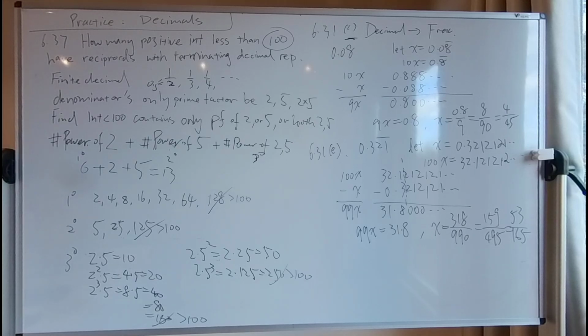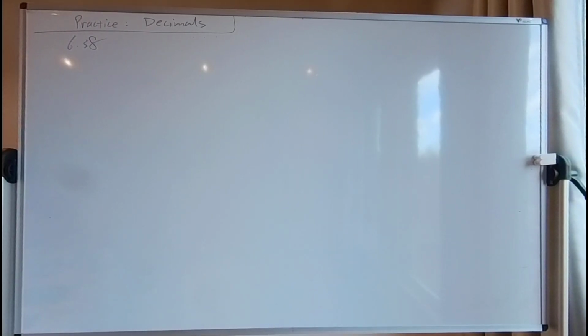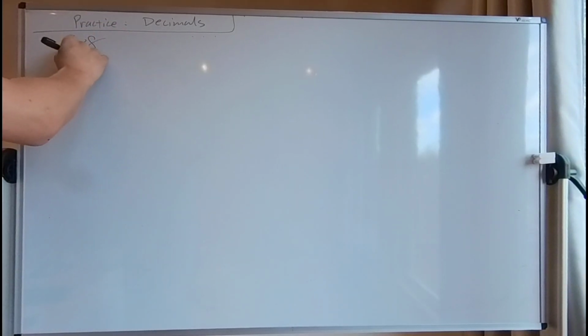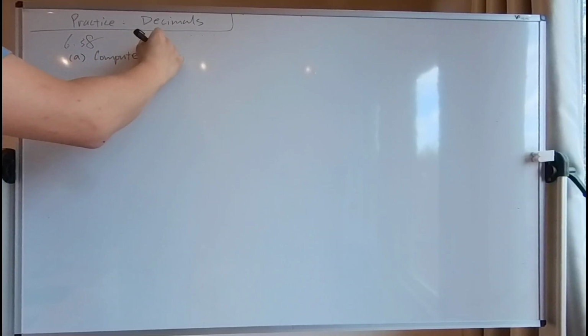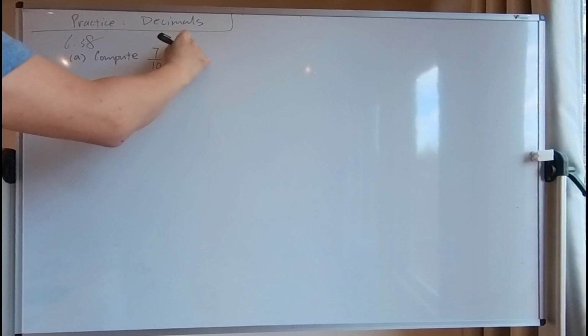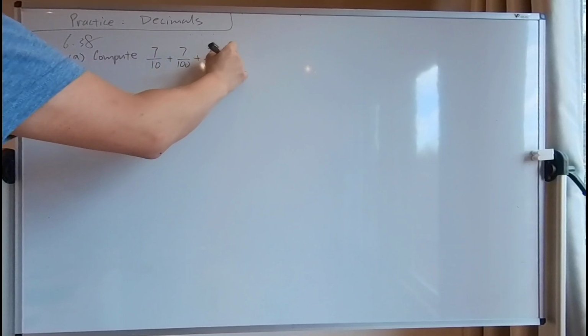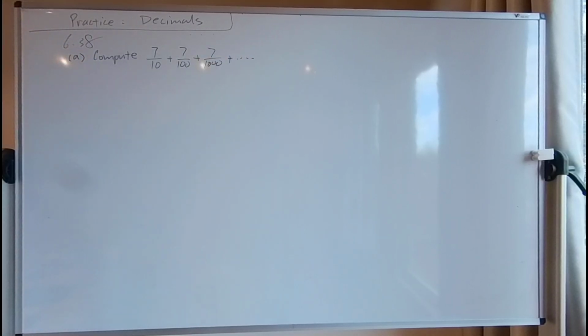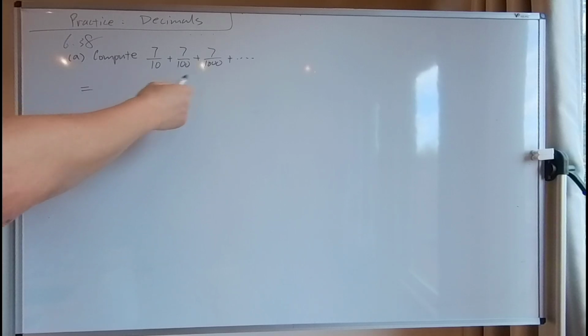Okay, let's see one last example. The first part of the example is to compute 7 over 10 plus 7 over 100 plus 7 over 1000, and keep going with the same pattern. So the first one, the pattern is we have the same numerator, and then the denominator is increased 10 times, one by one.